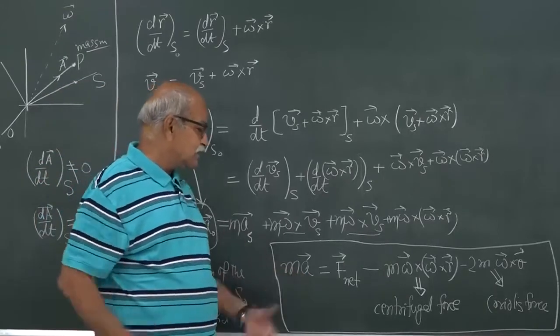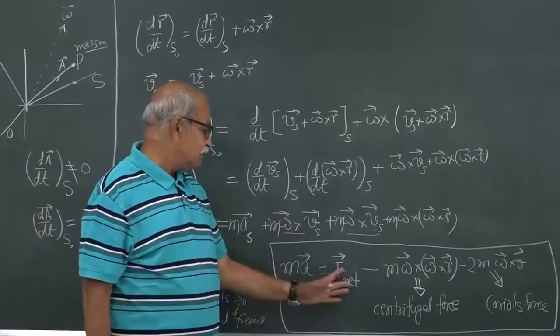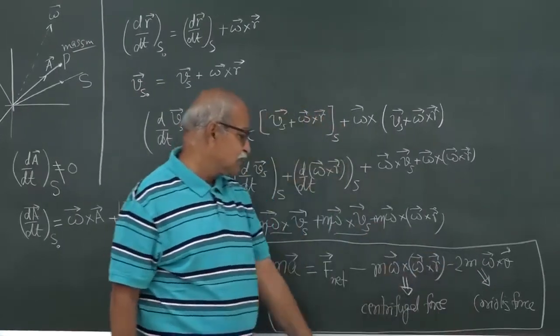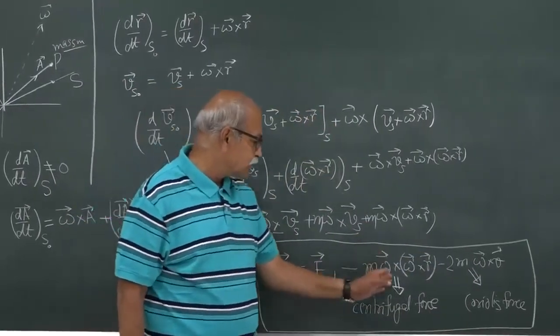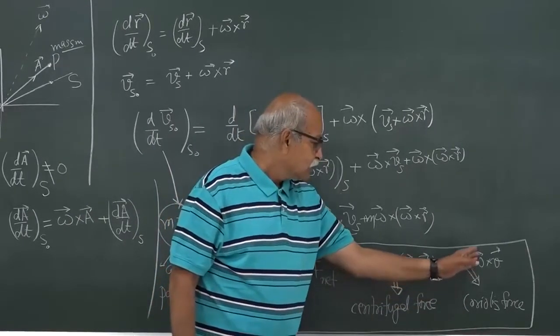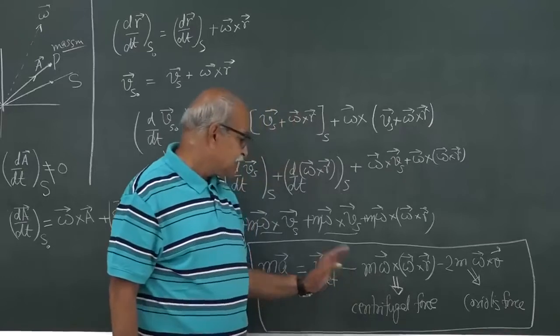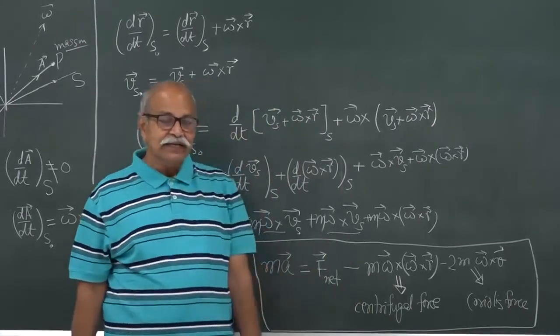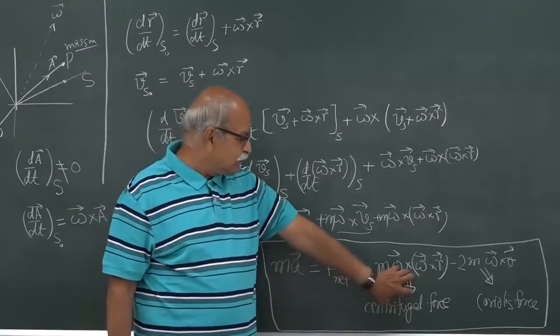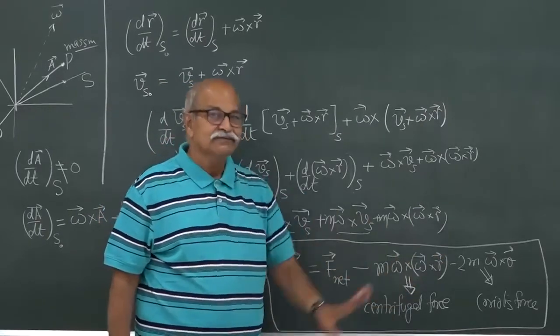Mass times acceleration in the rotating frame is the real forces, then a centrifugal force, and then a Coriolis force. And centrifugal force is minus m omega cross omega cross r, and Coriolis force is minus 2 m omega cross v. This is also with a minus sign. Okay. So, let us talk a little bit more separately on centrifugal force first and then Coriolis force.